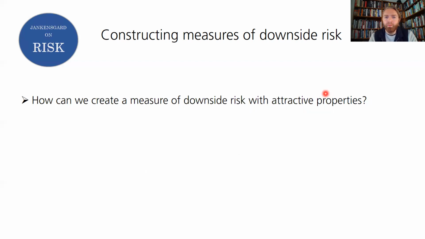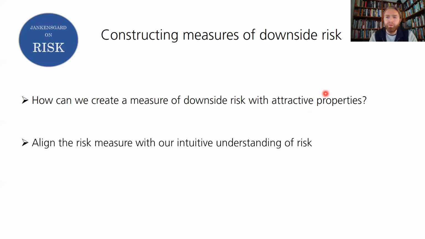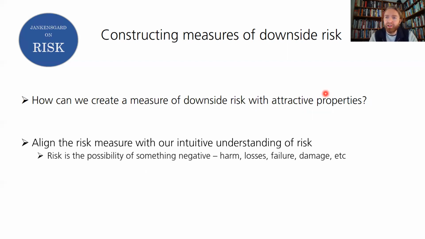And how then can we set up or create a measure of downside risk that we would find attractive and useful? Well, first of all, I'd say that we have to align it with how we intuitively think about risk. It has to capture a dimension of risk that we find relevant. And that is largely about thinking of risk in terms of the possibility of something negative. I mean, this is how most people relate to risk, right? It's something negative in the sense of harm, losses, failures, damage, etc.